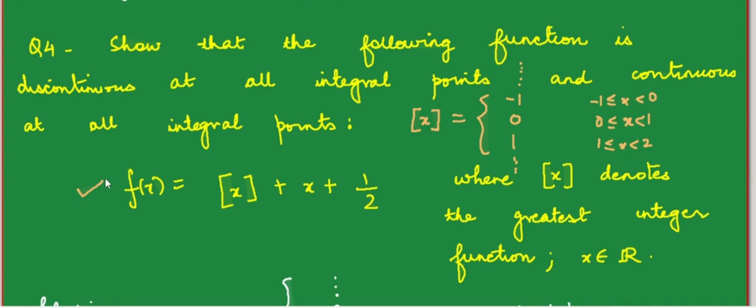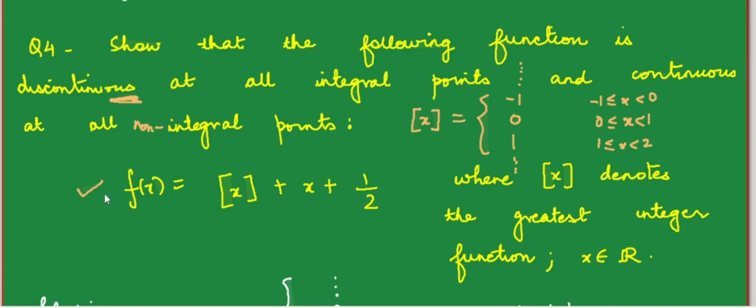Now look at this function. This function is bracket x plus half, and we are expected to show that this function is discontinuous at every integer point, every point which is an integer, and continuous at all non-integer points. I should be writing here non-integral points. So I missed out writing non-integral here.